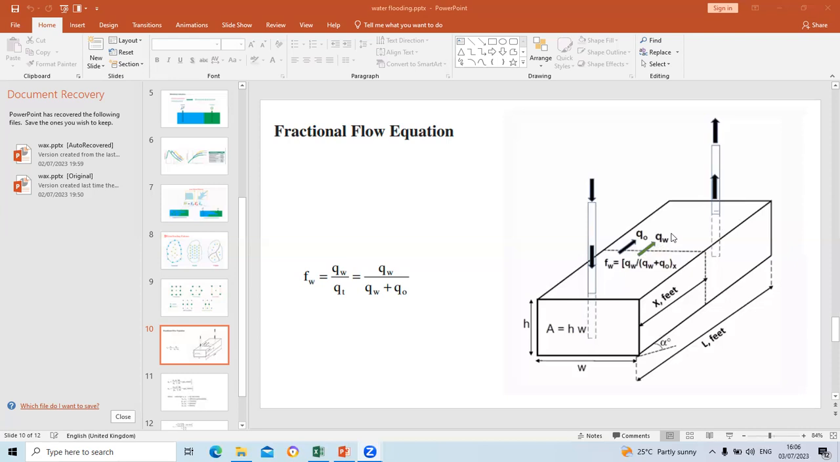What is fractional flow? Fractional flow is the flow rate of water compared to the total flow rate of the fluid that is inside the reservoir. And then remember, we can also have a horizontal reservoir. We may have an inclined reservoir. So this is just a general case. We might now move to a specific case where the reservoir is horizontal.